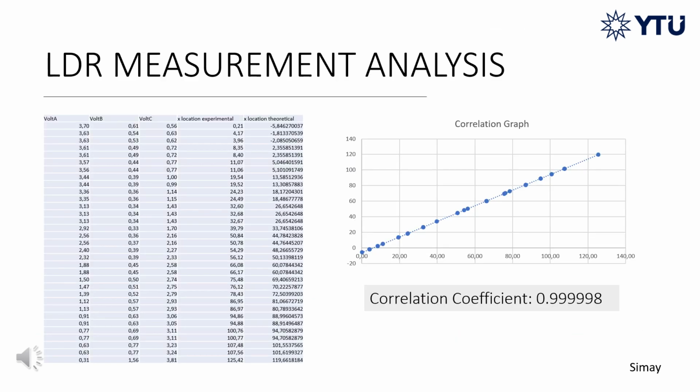On this slide, you can see the volt values of the A, B, and C sensors, and the x distance that occurs in these cases, experimentally and theoretically calculated. The correlation graph and coefficient of these two values are also given. The fact that the correlation coefficient is so close to 1 indicates that as one variable increases, the other increases proportionally.